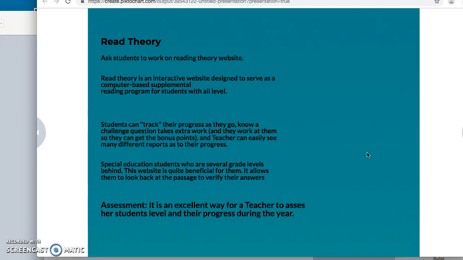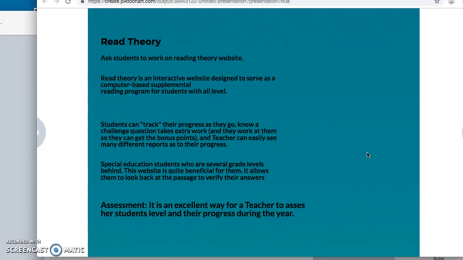The good thing about Read Theory is that students can track their progress as they go. Challenge questions take extra work, and they work at them so they can get the bonus point. It will be easy for the teacher, in many different ways, to track this progress and find out the report on this progress.